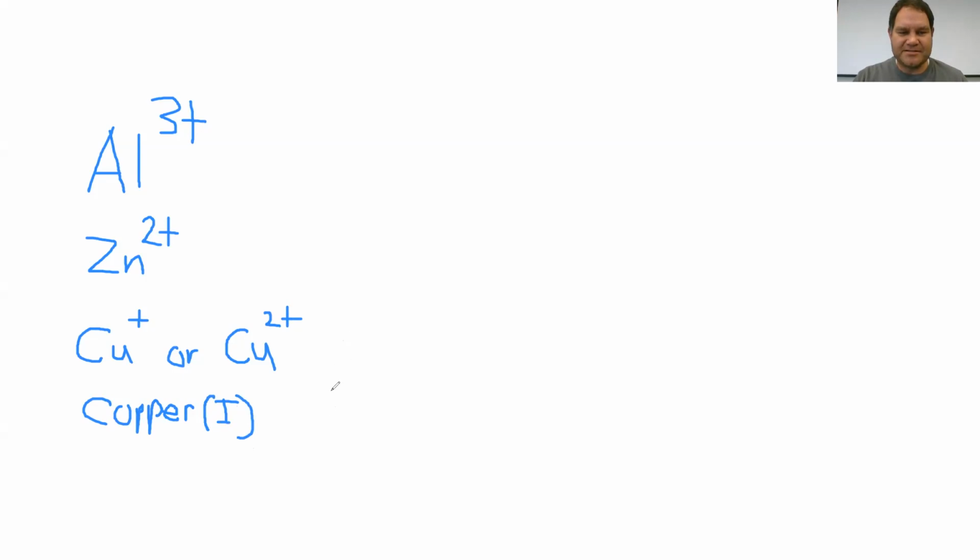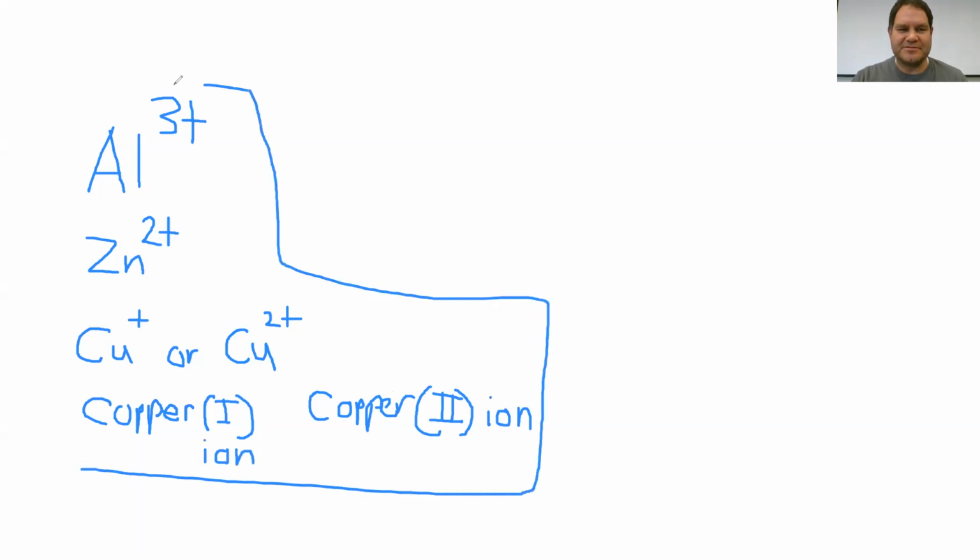If it has a positive 2 charge, then we just write copper, and then we use a Roman numeral 2 to indicate that. And typically we also put at the end the term ion so that we understand that we are dealing with a copper positive 2 ion. And we can put ion for the copper 1 here too. All right, so these right here are some examples of cations, okay?